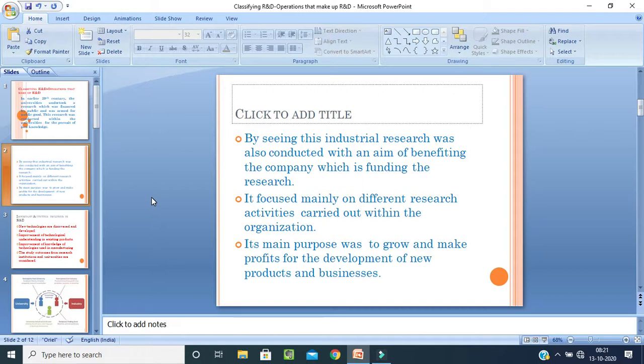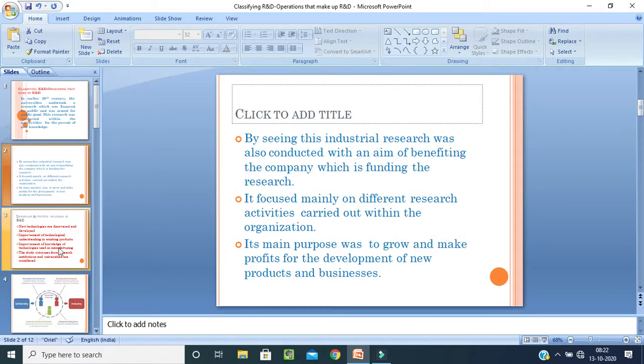So the industry focuses mostly on the research activities carried out within the organizations. Whatever the organizations are, the activities will be there within the organizations. The industrial research will focus on those activities only. And the main purpose of industrial research is to grow and make profits through the development of new products and business. Not only that, it also focuses on the possible results.